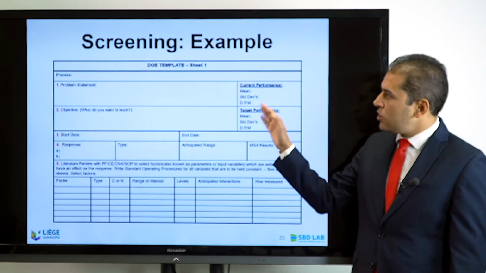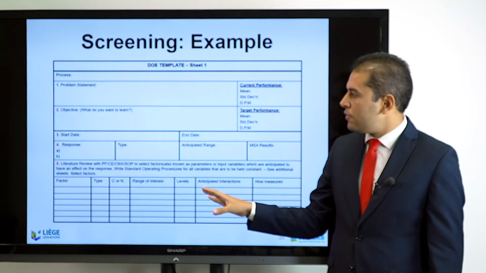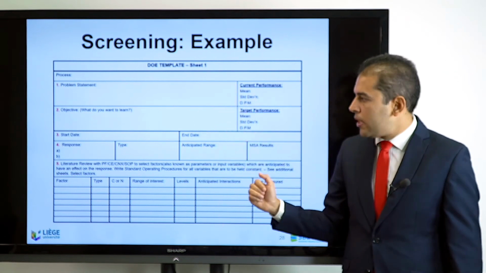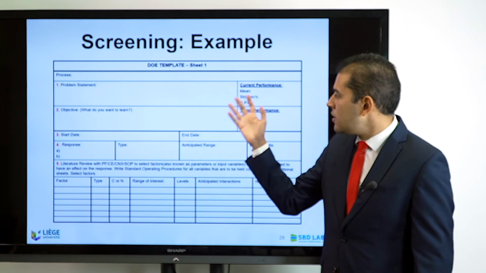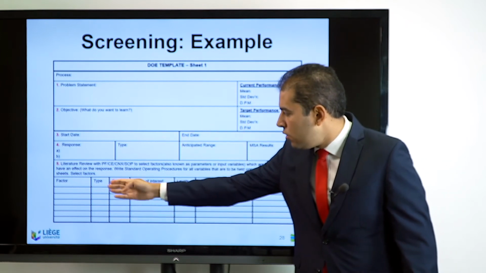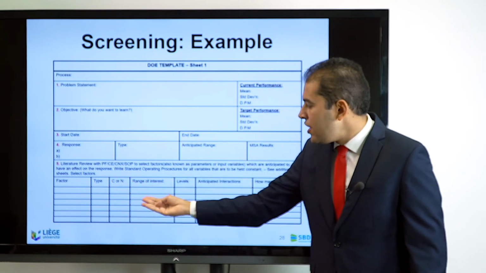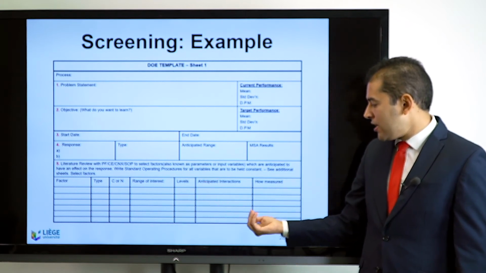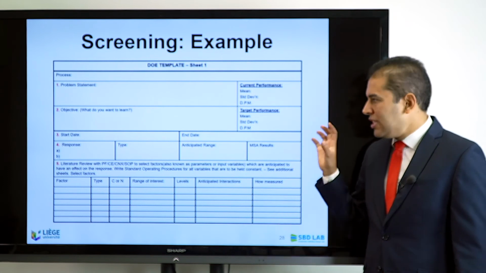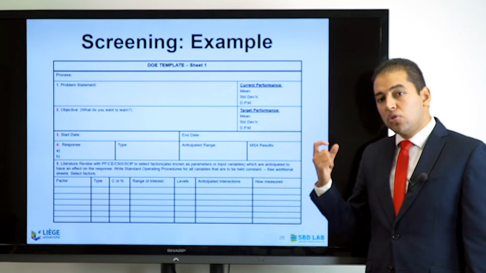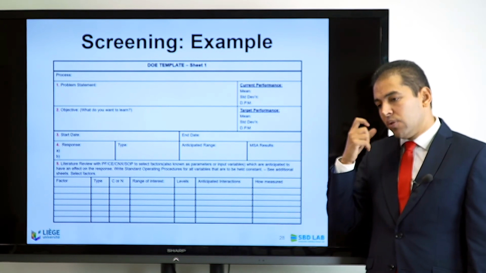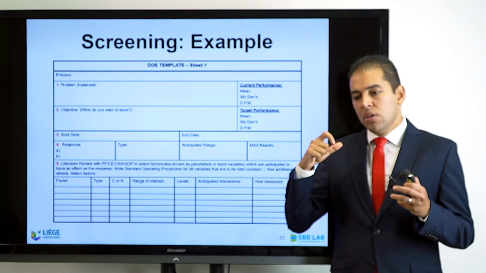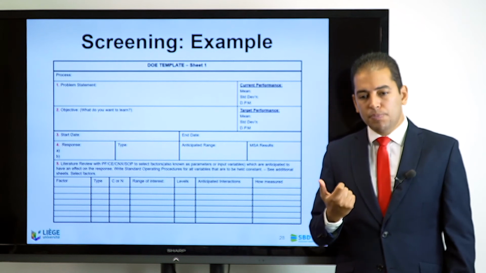levels. This is, for example, a template for the design of experiment. As you can see, you have your problem statement, you have the objective of your experiment, you have your starting date, and so on. And you are listing here all the factors you're looking at, the range for your factor, the levels, the anticipated interaction, and how you measure them. So this is a very important template to start to answer a lot of questions, and you must start by filling this template to get to the core of your experiments.